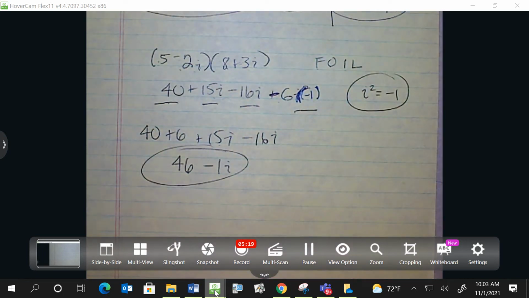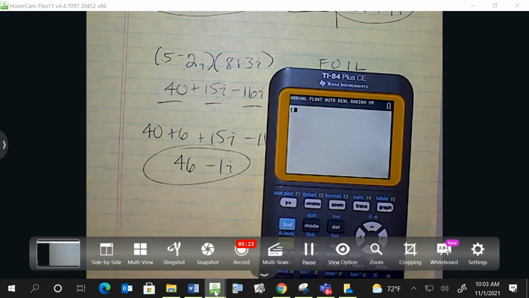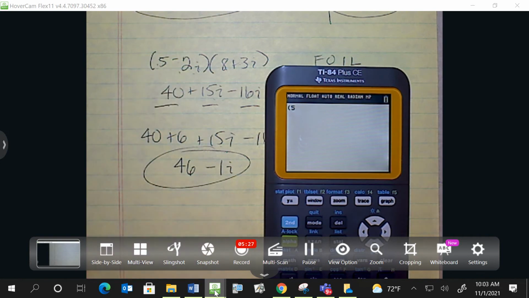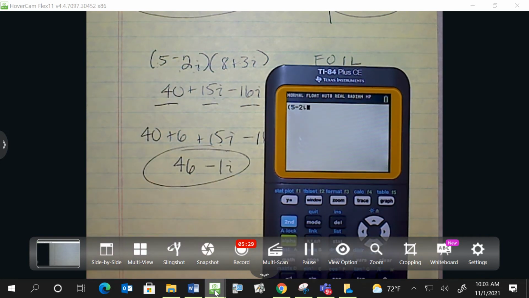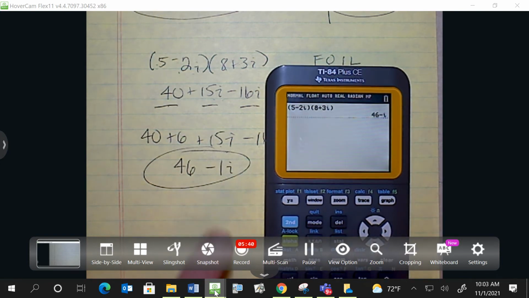Did I get the right answer? I don't know. Let's check. Clear your screen. Parentheses, 5, again, this is not a negative, this is subtract. 5, subtract 2i, end parenthesis. Beginning parenthesis, 8 plus 3i, end parenthesis.